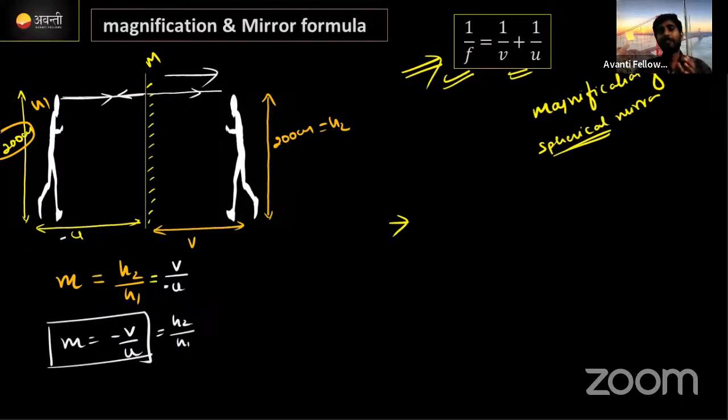Right? If any ray of light is incident parallel to the principal axis, the reflected light ray passes through the principal focus. Correct? Principal focus. From the principal focus to the pole point, there is a distance. That distance we call focal length. Parts also we discussed.